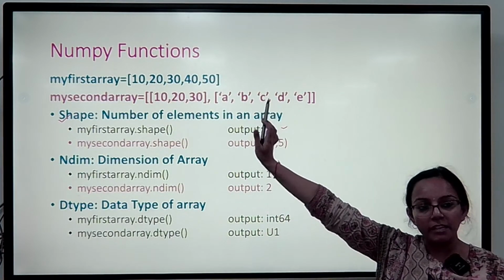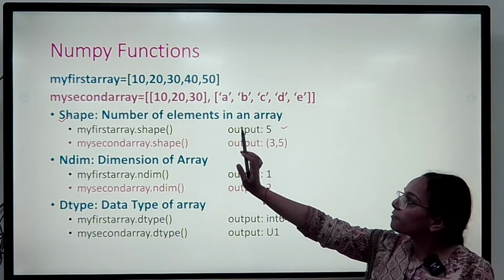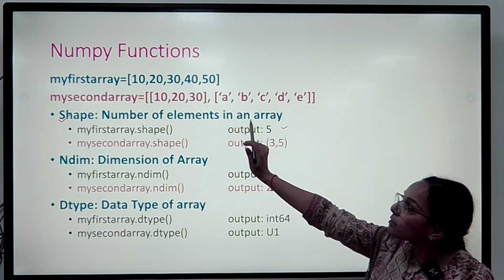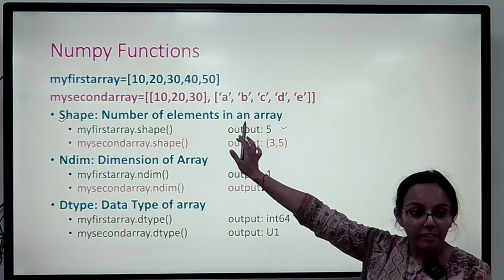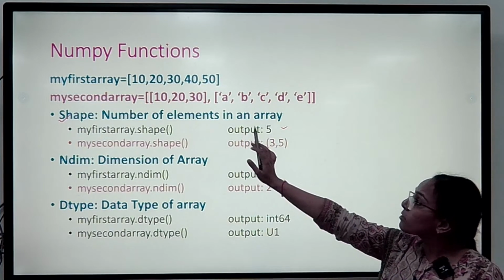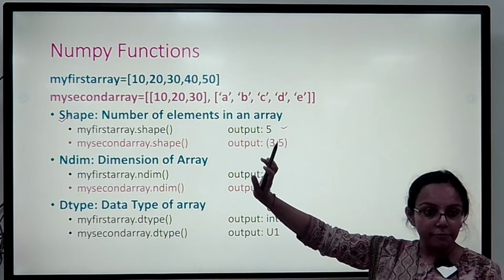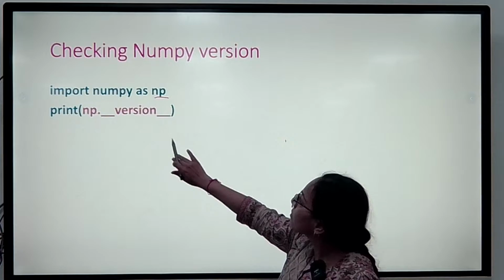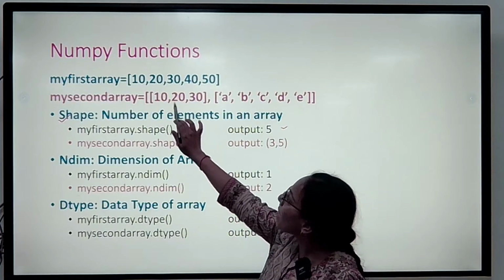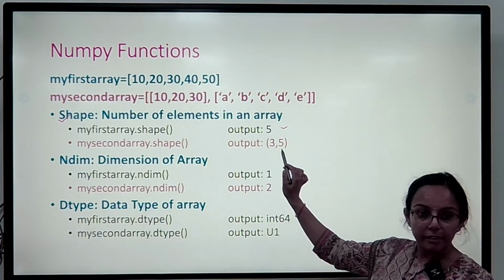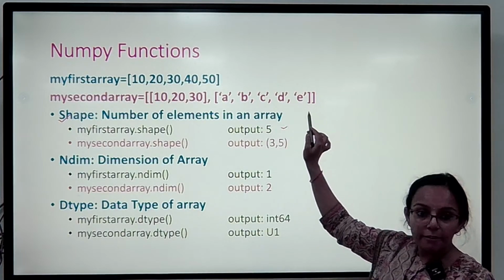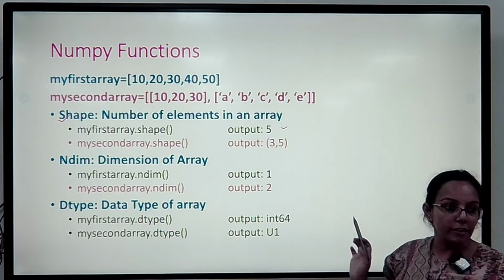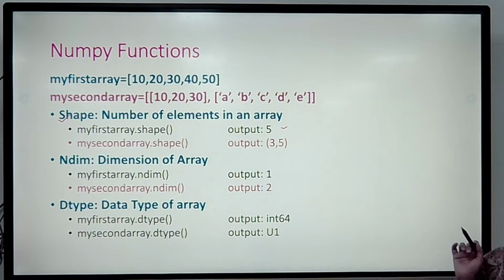I have taken a variable, my first array, and I have taken 5 elements into it. So what will be its output? Output will be 5. In a 2-dimensional array, in the first dimension there are 3 elements, so it will give me 3. In the second dimension, there are 5 elements, so it will give me 5. So shape will give you the number of elements in an array.